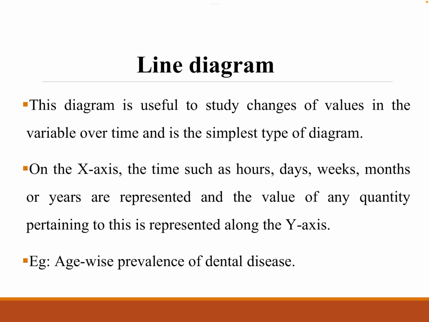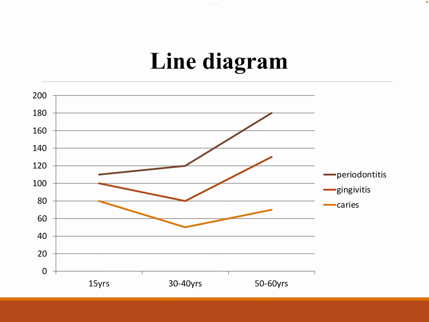The third diagram is the line diagram. This diagram is useful to study changes of values in the variable over time and it is the simplest type of diagram. On the x-axis, the time such as hours, days, weeks, months or years are represented and the value of any quantity pertaining to this is represented along the y-axis. Example is the age-wise prevalence of dental disease. So this figure shows a line diagram.